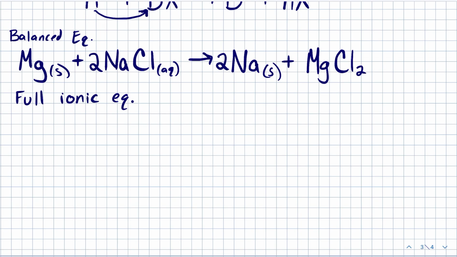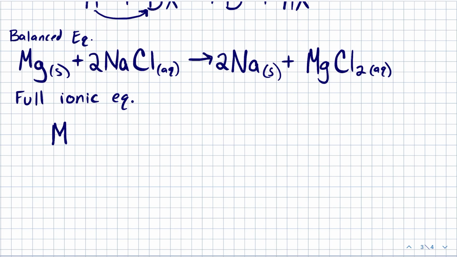And so with this, what we're going to do is look through our formula and determine which ones can be broken into their ions. So keep in mind that when we have something that is aqueous, aqueous means that it's soluble and it's able to break into its ions when placed in water. Aqueous is in water.